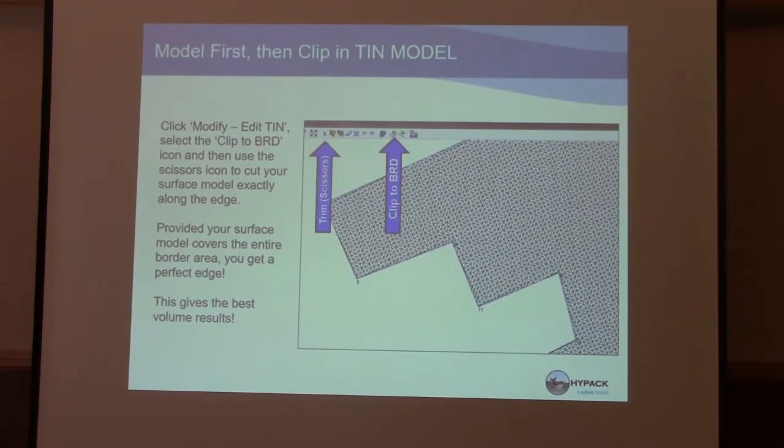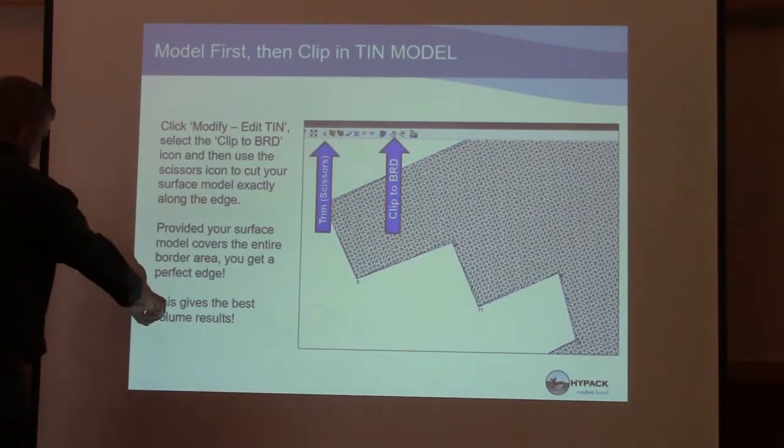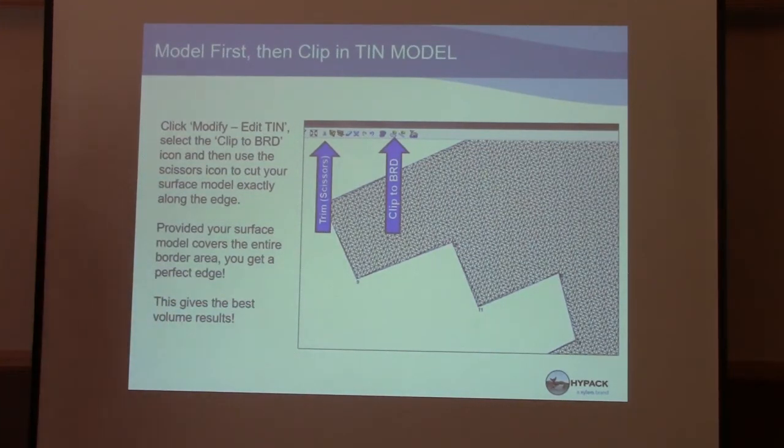That way if you trim it in the edit mode like we talked about earlier, you're going to get a more exact area. Any questions? This gives the best volume results right here, which would be similar to if you use the border file.